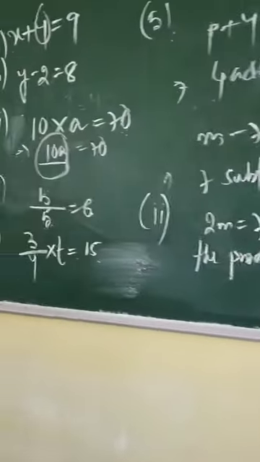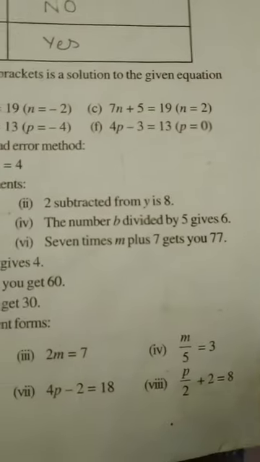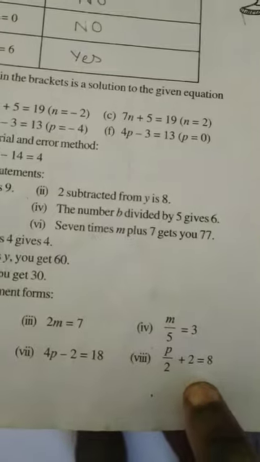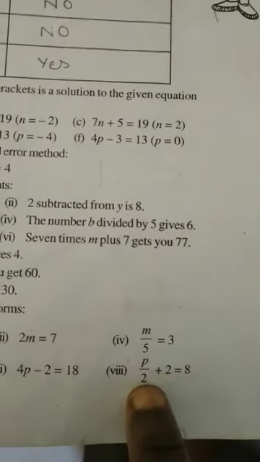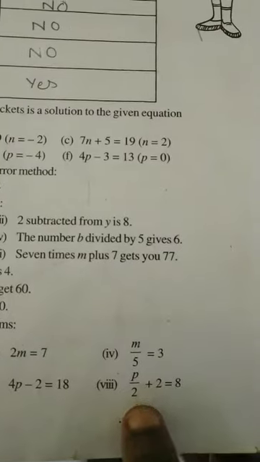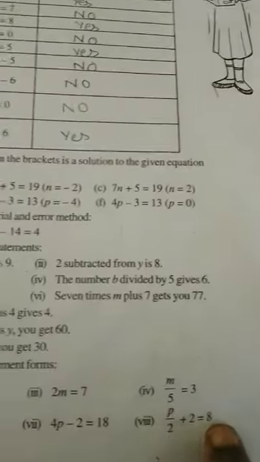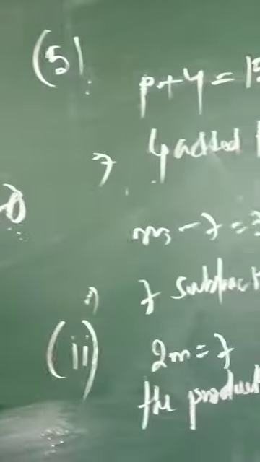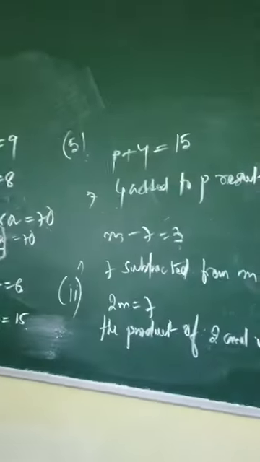So children, this is how we have to convert equations into statements. The last one is p by 2 plus 2 is equal to 8. So we can say half of p added to 2 results in 8. This way, children, we can answer the following questions. I believe it's clear to everyone, as these were very easy concepts.